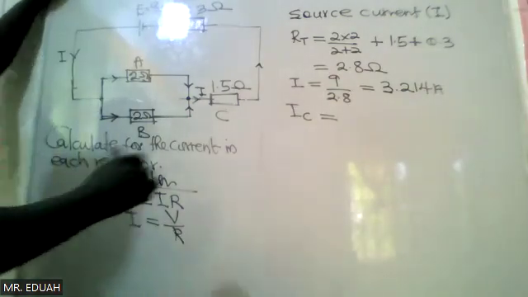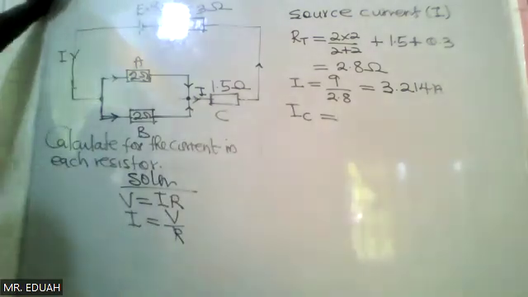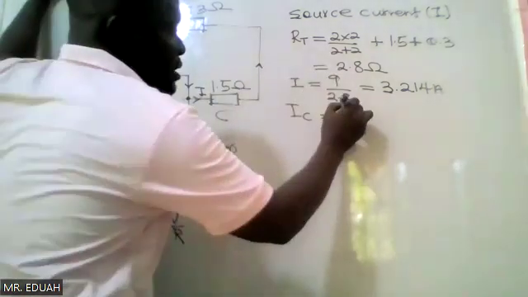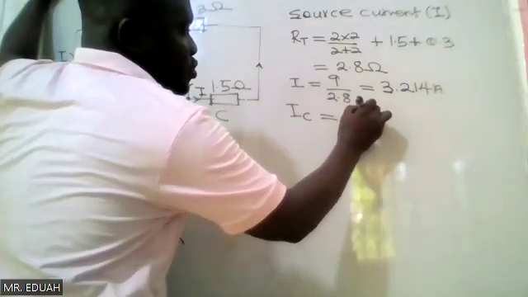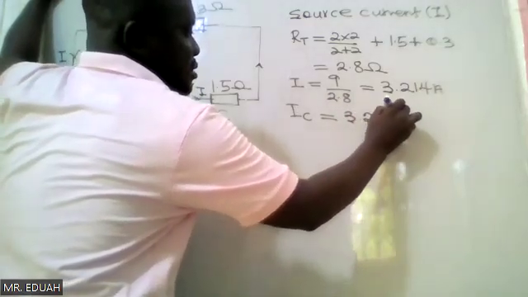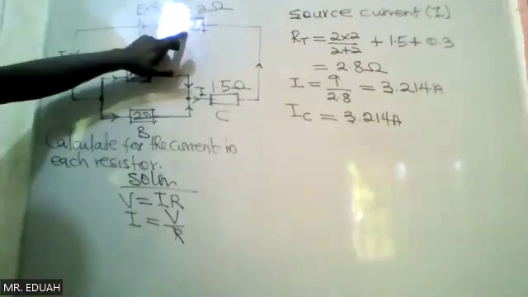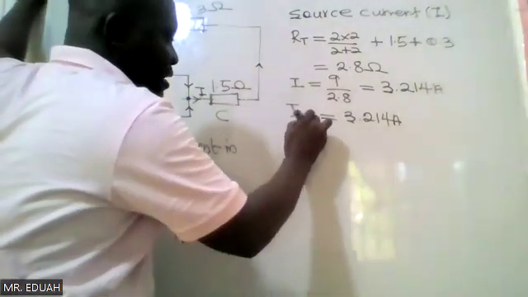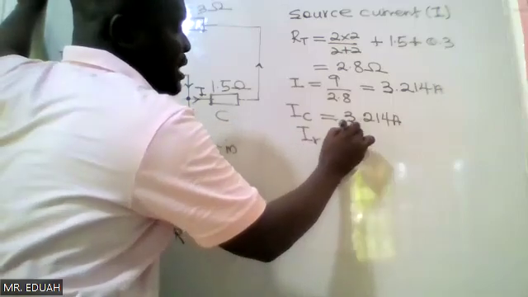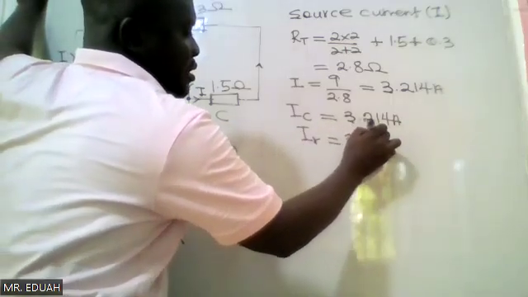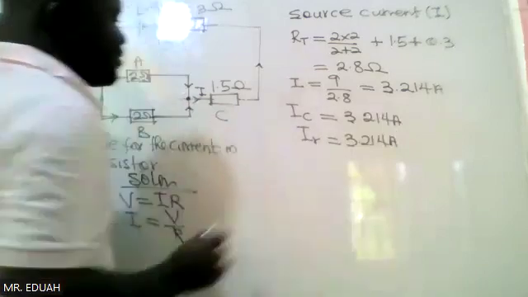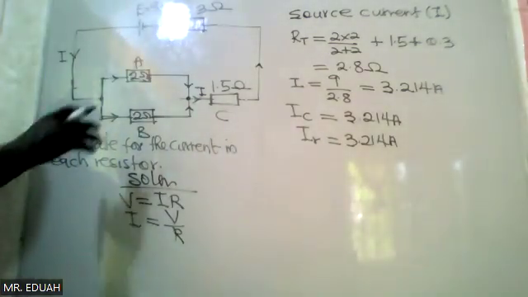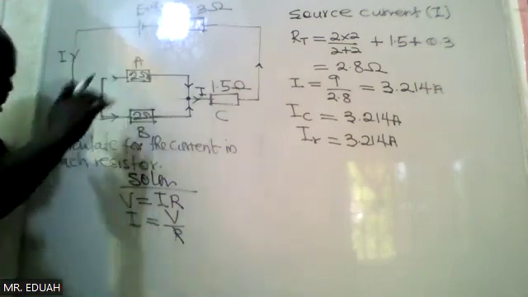And that will be equal to 3.214. The current that will flow through the internal resistance R, IR, would also be the same value. We are left with the current that will flow through A and B.